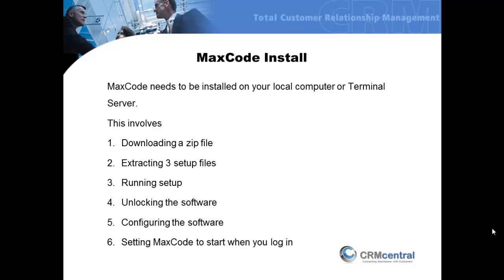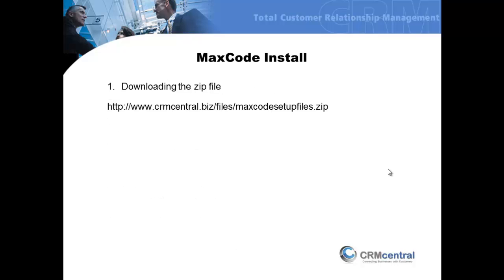MaxCode needs to be installed on your local computer or terminal server. This involves downloading a zip file, extracting 3 setup files from the zip file, running the setup program, unlocking the software, configuring the software for things like your function key and whether you want to type and search at the same time, and then setting MaxCode to start when you log into your computer so it's running when you need it. The zip file containing the MaxCode install files are located on our web server.